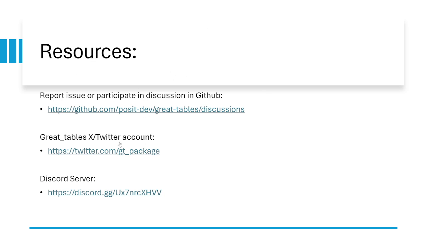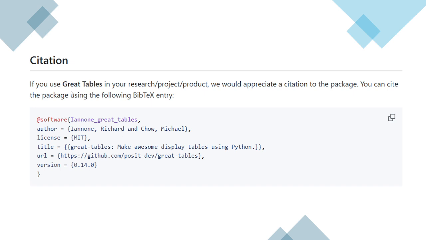The package has a few resources. It has GitHub. Here's the page reference to GitHub. It also has its own X and Twitter account and a Discord server. So it's a pretty popular package and very easy to use. So here are the citations. As referenced in the main resource, basically, if you ever want to use it in your research product, just copy this text and insert it.